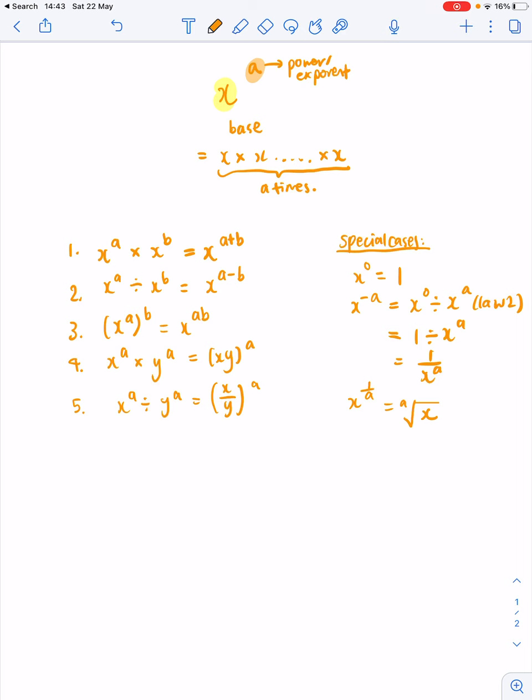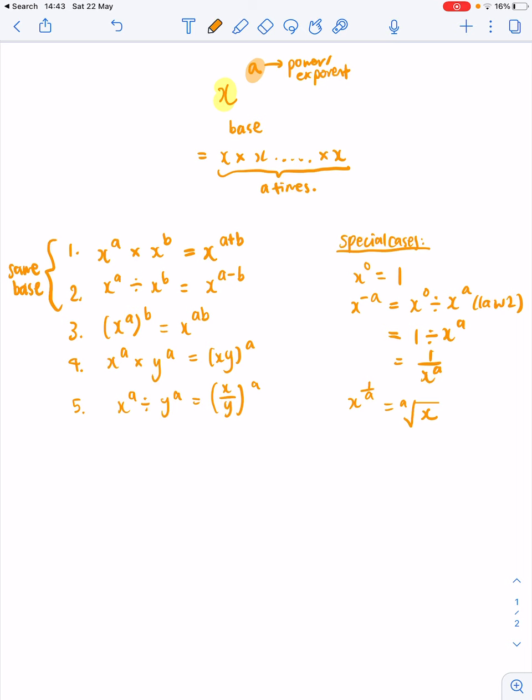The second law states that if the bases are the same, but it is a divide instead of a times, instead of adding the powers, I subtract the powers. So these two laws have to do with the same base.